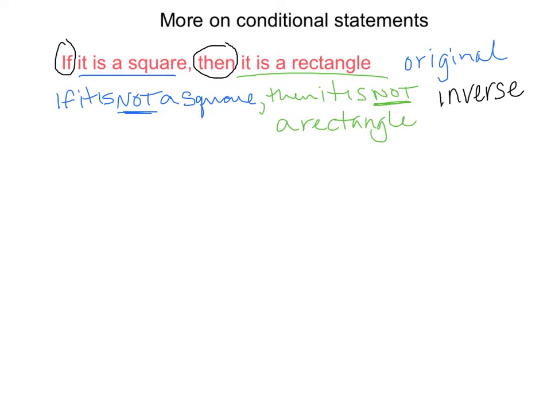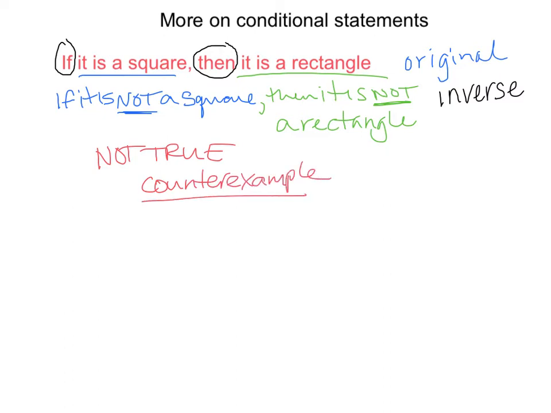Okay, well actually, I can do a nice counterexample. So this is not true. And I can have what's called a counterexample, this is an important word. Okay, counterexample, here's a counterexample. Here's a shape that is in fact not a square, but it is a rectangle. So the hypothesis is met, but the conclusion is not.